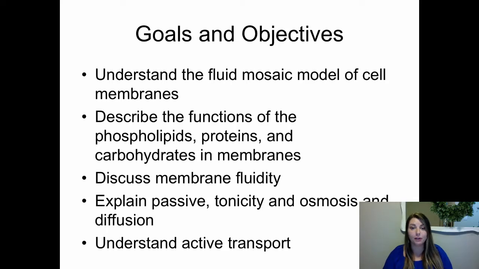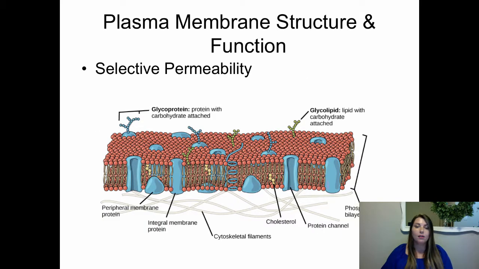Okay, so today we are going to talk about the cell membrane. Our goals and objectives are to understand the fluid mosaic model of cell membranes, to describe the functions of phospholipids, proteins, and carbohydrates in membranes, to discuss membrane fluidity, to explain passive transport, tonicity, osmosis and diffusion, and to understand active transport. So, the plasma membrane: structure and function.